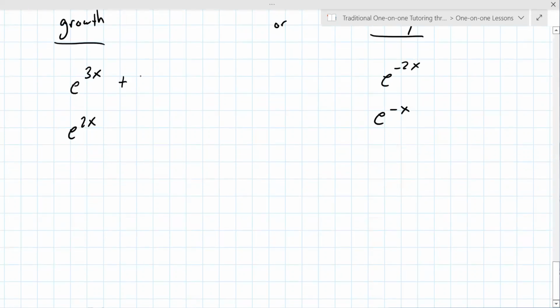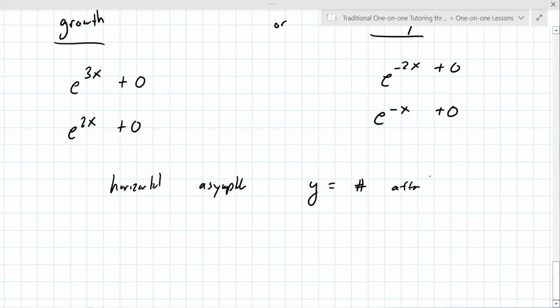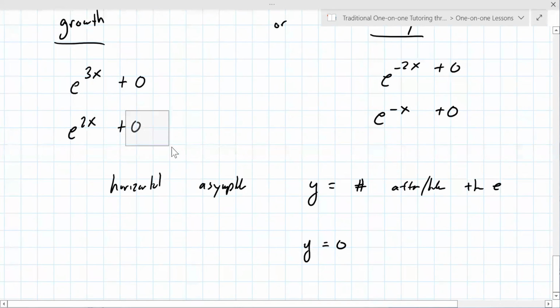Yeah. So all of these have a +0 that's not written, and the horizontal asymptote is y equals the number after or before the e. So in all of these, it's y equals 0. But if you just made one of them a +1, that would change the horizontal asymptote to +1. And if it was -3 over here, that would be -3. So the connection you have to make is it's really this number, which is not added to it.